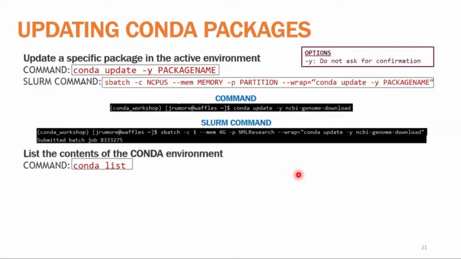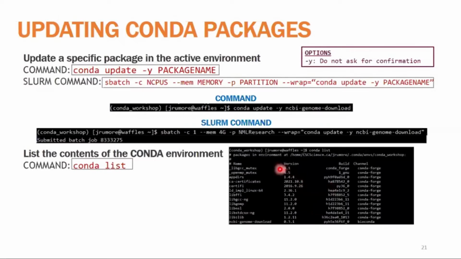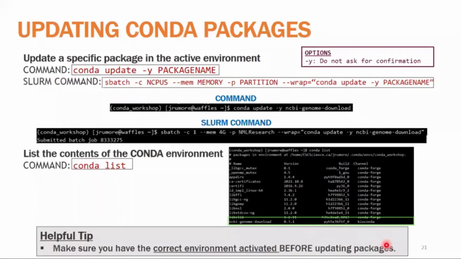So in the example shown in the slide, you can see here that I've updated my NCBI genome download package to the most recent version using conda update. And then when I list the contents of my conda workshop environment, I can see that it has changed from the previous example, from version 0.2.12 to 0.3.1. And of course, as with anything, make sure when you're updating conda packages that you have the correct environment activated.